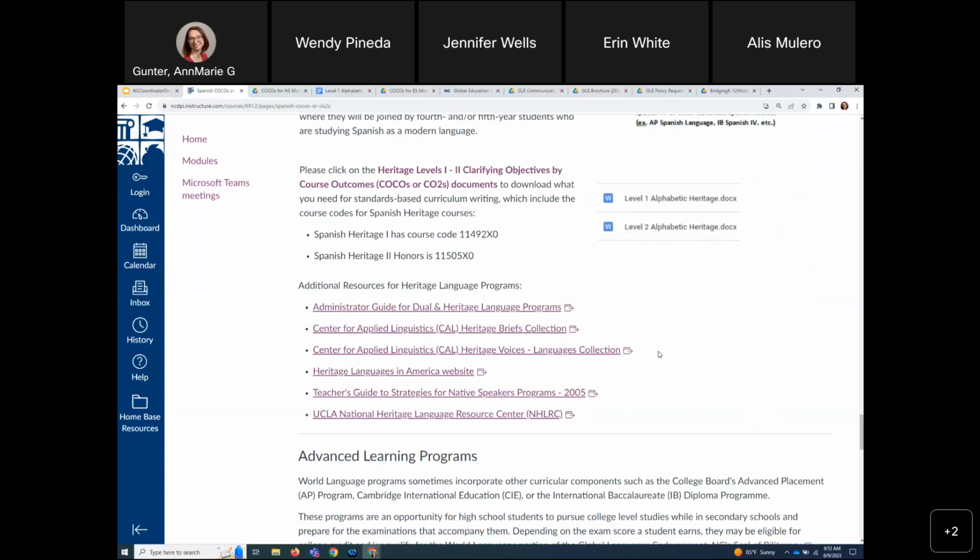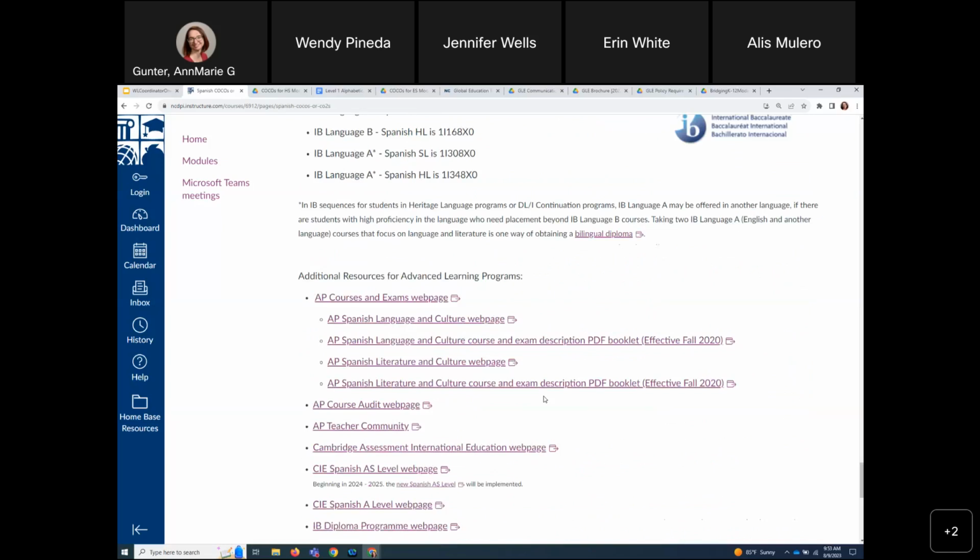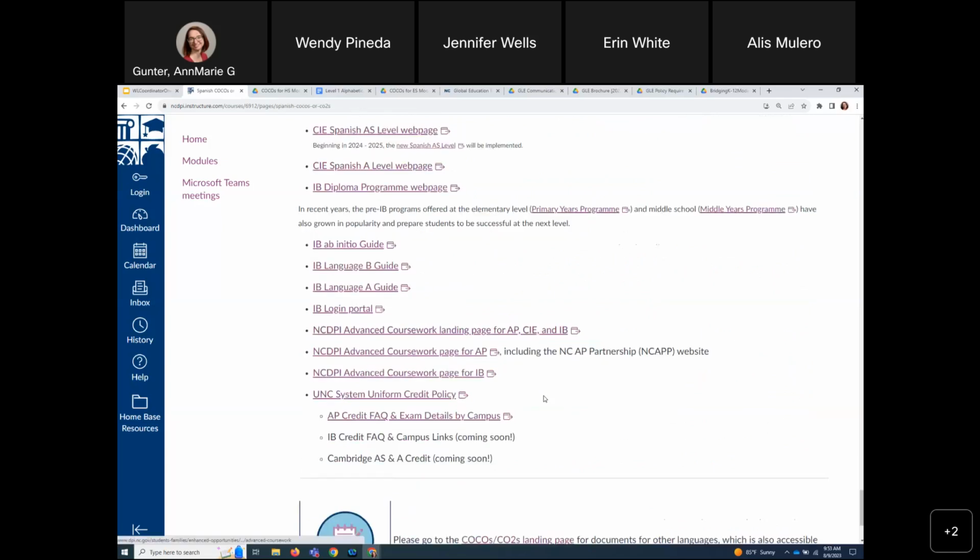And then we get into advanced learning programs, and these are ones that are not in our state standards per se, but often students take courses up to this level where they're offered. So like an AP Spanish course could be offered maybe to level 5 or so. You might have Cambridge International Education, you might have International Baccalaureate. So there are details for those advanced learning programs that students would be taking our world language state standards courses in order to get to and be successful. So you can see that all of that's included.